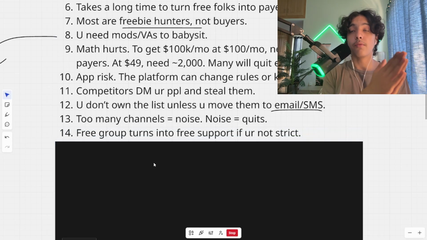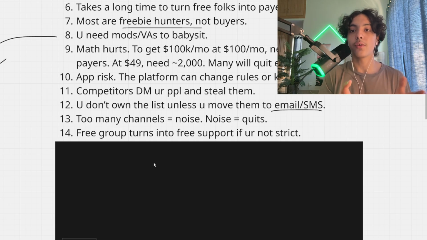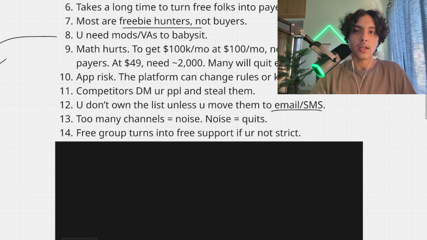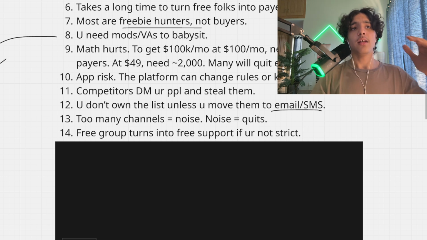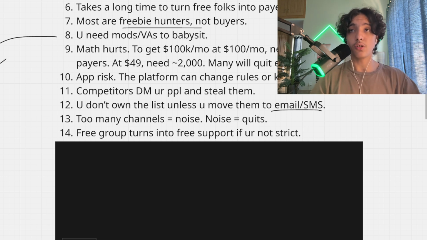Number 14, the free group sometimes just turns into free support if you're not strict enough. And 90% of you guys aren't strict enough to even deny your prospects on a call. So I don't believe that some of you guys are going to be able to make sure that your free group will not turn into free support. Plus, it's another bit of mental strain on the people who can actually do it, because why would you want to basically become these 2,000 people's mother at this point?